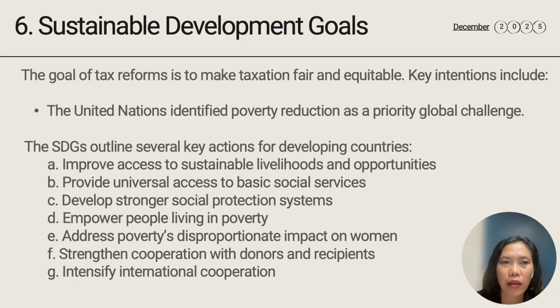So the SDGs outline several key actions for developing countries to reduce poverty. That is to improve access to sustainable livelihoods and opportunities that is right now given by the DSWD or even the DTI. They are giving sustainable livelihood programs and opportunities, provide universal access to basic social services, develop stronger social protection systems. We also have to empower people living in poverty. So we have seminars, motivational talks, or even workshops given in the communities or the barangays.